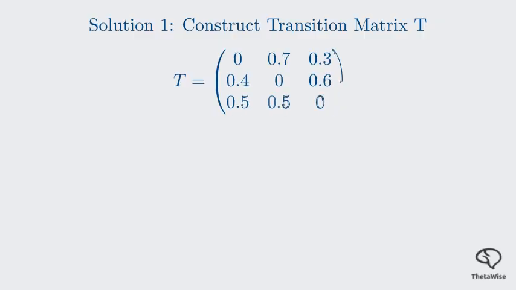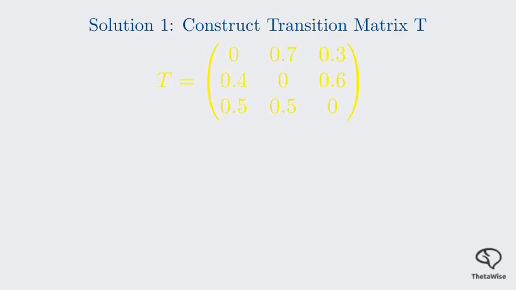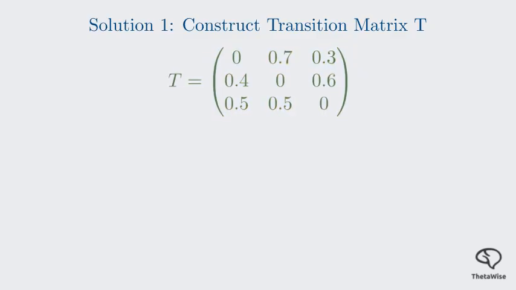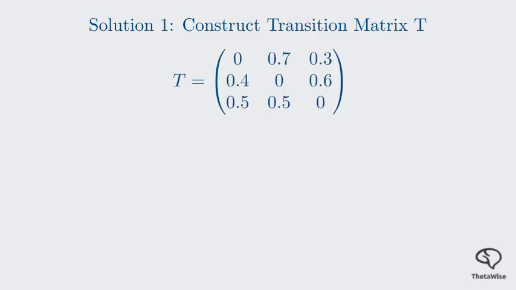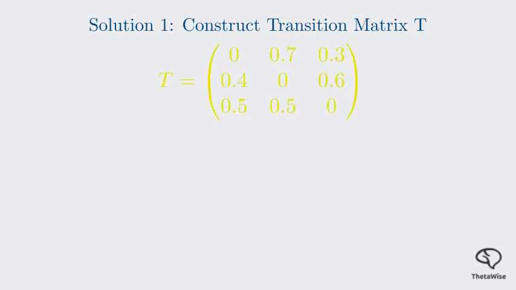Welcome back. Let's work through the solution for practice question 1. The first step is to construct the transition matrix T. We'll use the convention that rows are starting points and columns are finishing points. From A, there is a 0.7 probability to B and a 0.3 probability to C. From B, there is a 0.6 probability to C and a 0.4 probability back to A. From C, there is a 0.5 probability to A and a 0.5 probability to B.